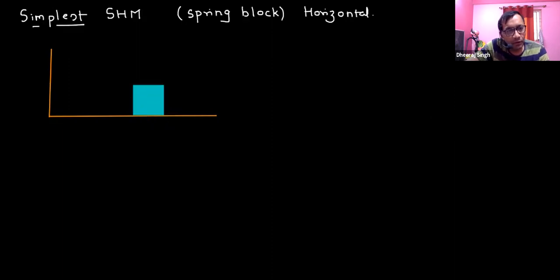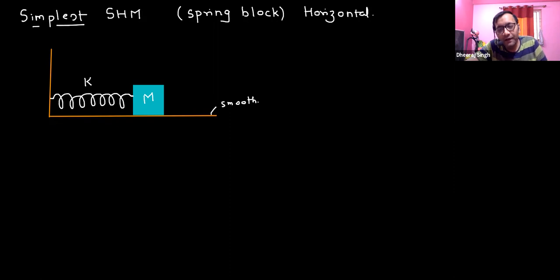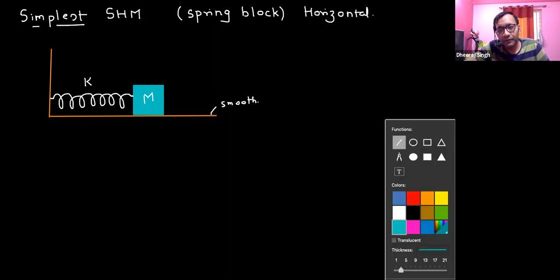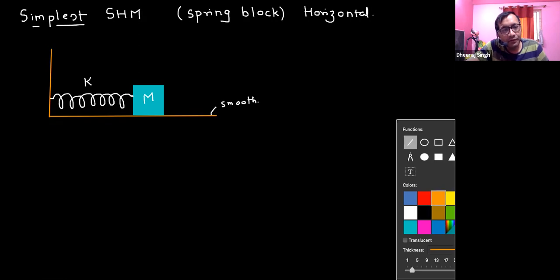This is the block. Spring constant K, this is mass M. All right, this is smooth. So how will you identify the mean position in this system? Everyone, where is the mean position right now?